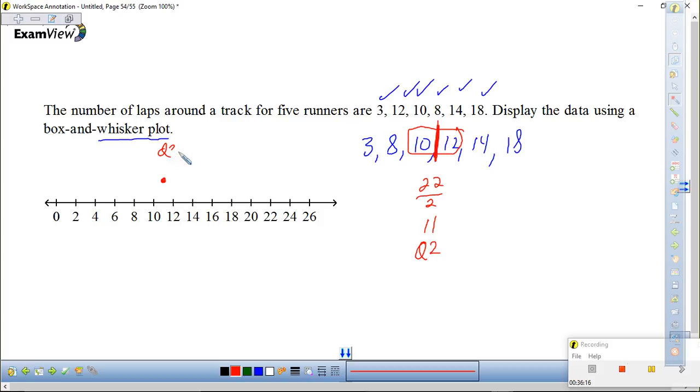Q2. All right. So now that split my data into 2 sections, this section and that section. So now for this section, I'm going to find the median again. We got 3, 8, and 10. Which is the median? 8. And that is my Q1. 8 is my Q1.